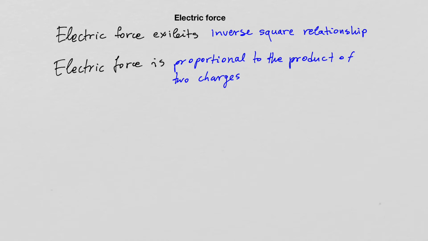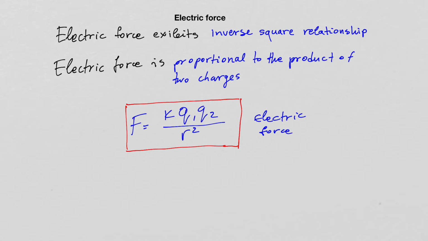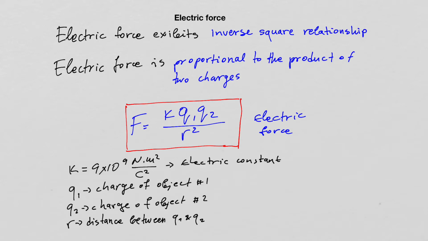And so, combining those two observations, after some experimentation, Coulomb came up with the following formula for calculating the electric force between two charged objects. The electric force F between two charged objects is equal to the product of a constant K, the charge on the first object, the charge on the second object, divided by the distance between the objects to the second power. Here, the constant K has a value of 9 times 10 to the 9th newton meter squared per coulomb squared, and it's called the electric constant.